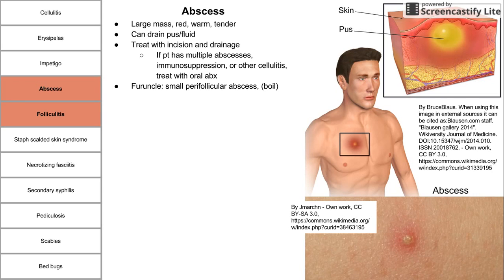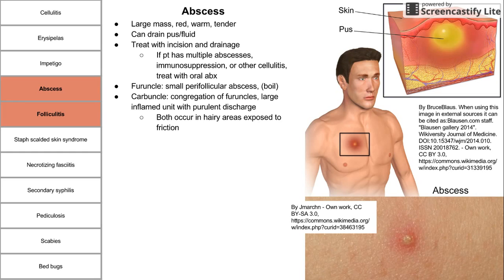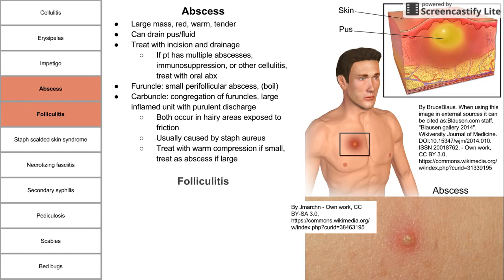It's worth knowing the definition of a furuncle, which is a small perifollicular abscess, often seen as a boil. Also, a carbuncle is a large congregation of furuncles, several small perifollicular abscesses, and they form one large inflamed unit that can discharge pus. Both furuncles and carbuncles can occur in hairy areas that are exposed to friction, sometimes after shaving, usually caused by Staph aureus. You can treat furuncles and carbuncles with warm compresses if they're small, and if they're pretty big, you want to treat them as an abscess, that is, do an I&D on them.